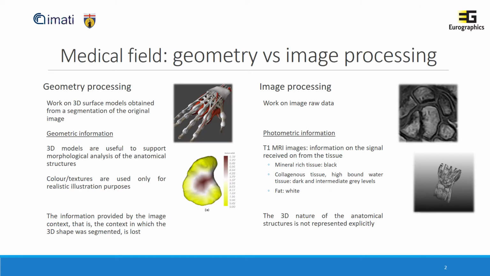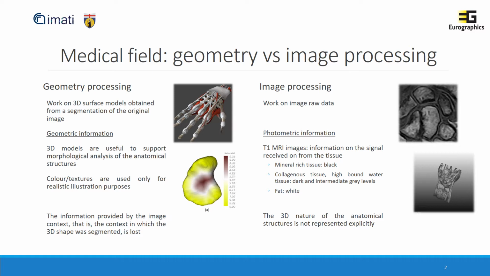In the medical field, especially in radiology environment, there are two main approaches to anatomical structure analysis, which are geometry processing and image processing. These two techniques provide complementary information. Geometry processing focuses on 3D surface model obtained from the segmentation of the original image. These 3D models are useful to perform a morphological analysis of the anatomical structure, extracting shape and geometrical information.